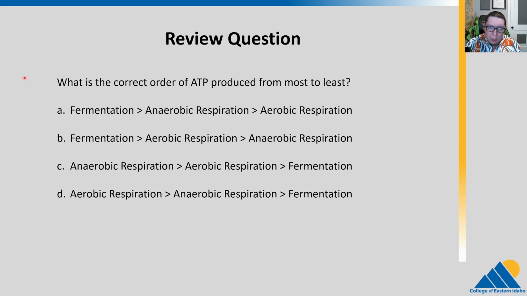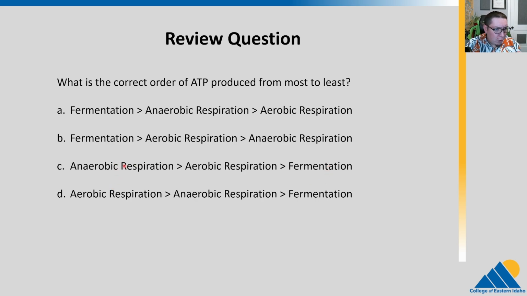Okay, we're looking for most to least. All right, I told you what produces the least at the beginning of this lecture. That was fermentation. So we're looking for something with fermentation at the end, right? So we have two options here. Here, fermentation definitely does not produce the most. So A and B are out. So we're looking at C and D.